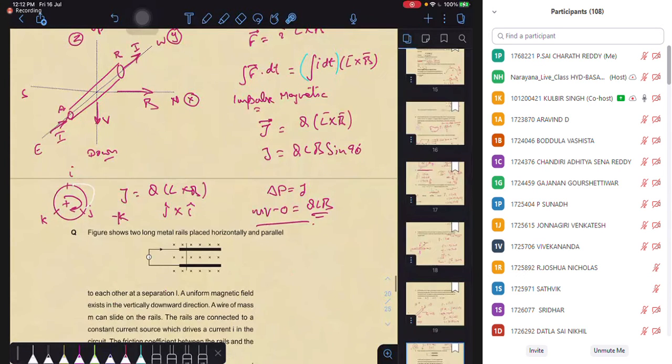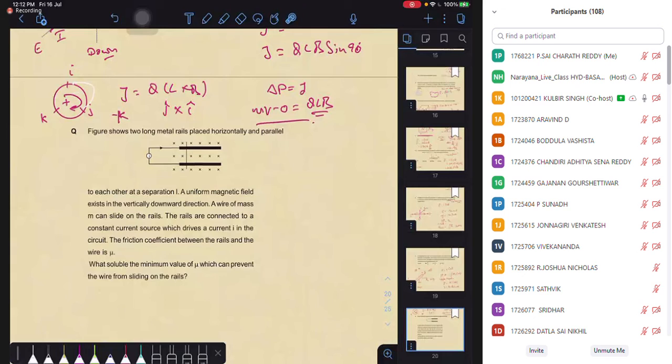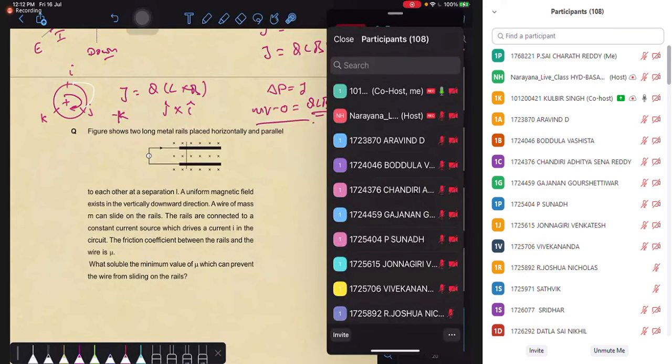So the next question here is also a very important one, and there are many variations for these questions. The most important thing is understanding these diagrams. If you read the question, he says there are two long metal rails. If you remember trains, these are the rails of a train.